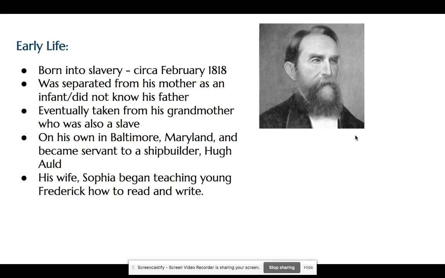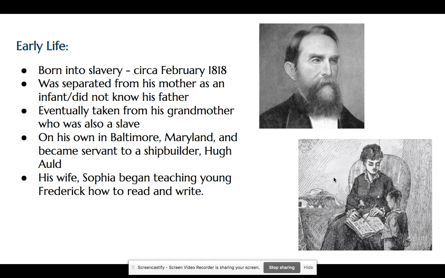So eventually he was taken from his grandmother and sent to work as a servant for a slave owner. And this is the gentleman here. His name was Hugh Auld. He was a shipbuilder. And like many slaves that were brought to other owners, they were given jobs to do. And at a very young age, he had many responsibilities, Frederick Douglass. And then it was Hugh Auld's wife, named Sophia, who wanted to teach young Frederick how to read and write. And so she does this without her husband knowing.